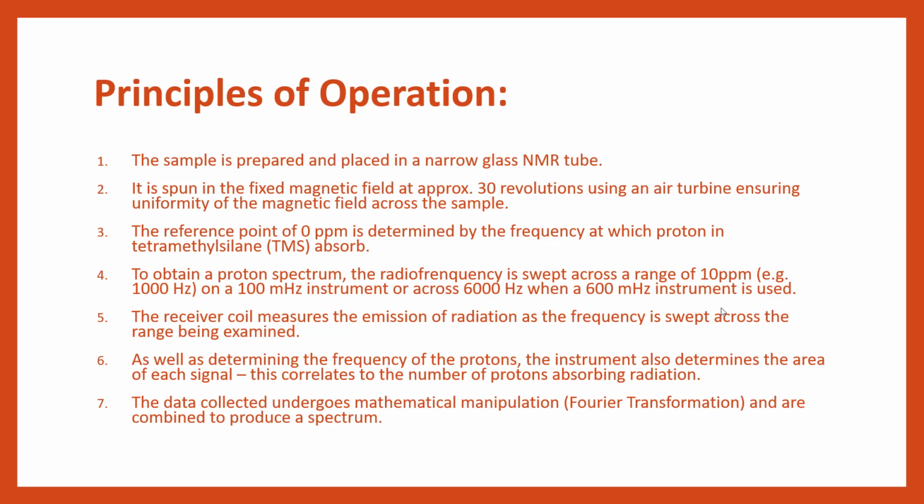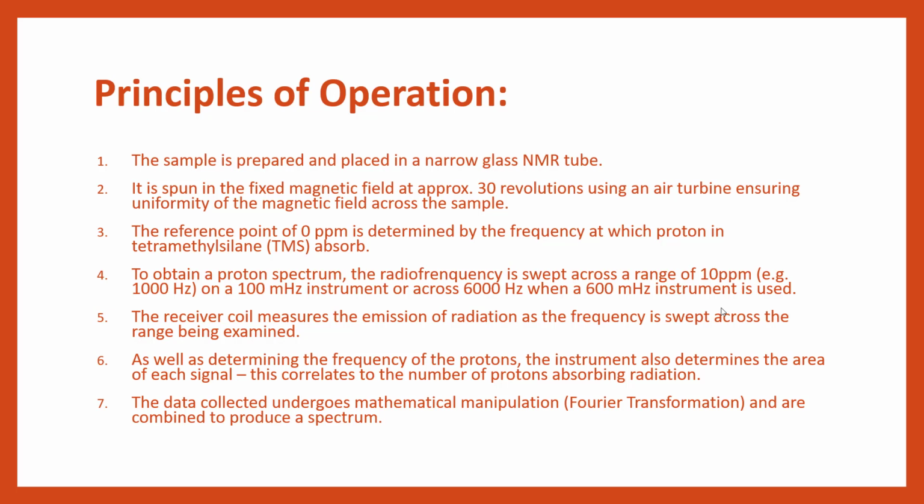So then it's spun in the fixed magnetic field at about 30 revolutions, and this is done using an air turbine, and again, this is because we want uniformity of the magnetic field around the sample. Typically, when we're running these, we'd also use a reference sample, okay? Tetramethylsilane, or TMS, which appears at around 0 parts per million, along the x-axis of our NMR spectrum.